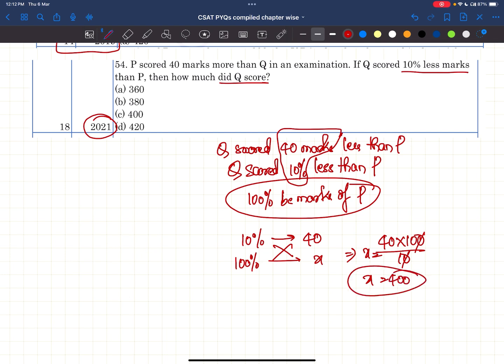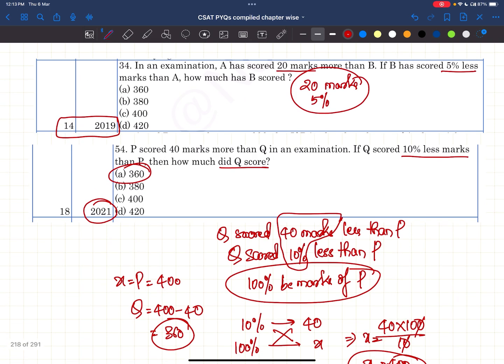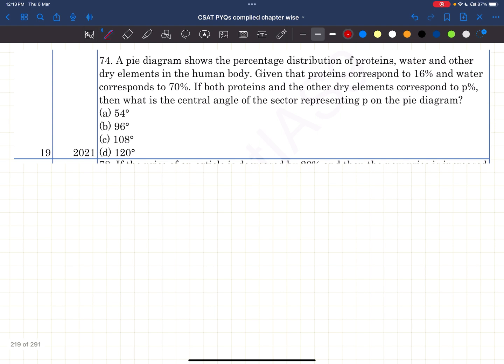But what is asked? How many marks did Q score? Q scored 40 marks less than P, right? That means Q scored 400 minus 40, that is 360. Right? Similar question. He just changed the values. That's it. Okay. Now let's go to the next question.